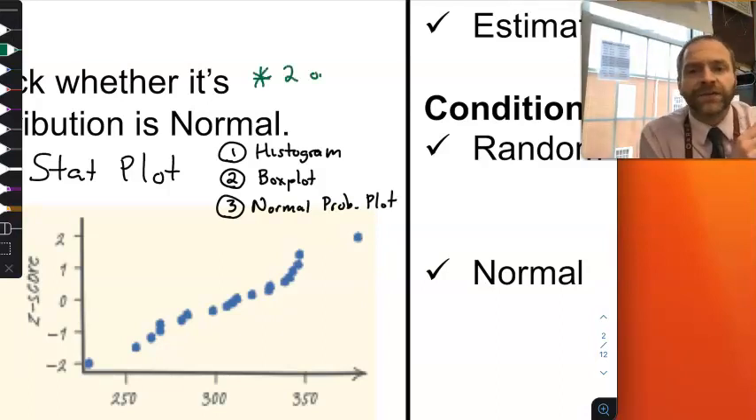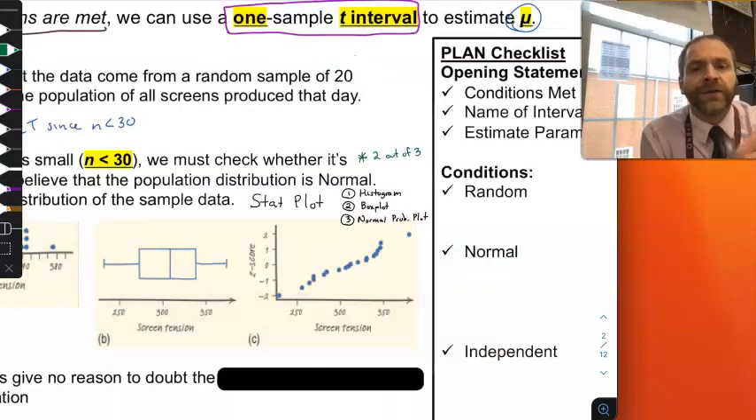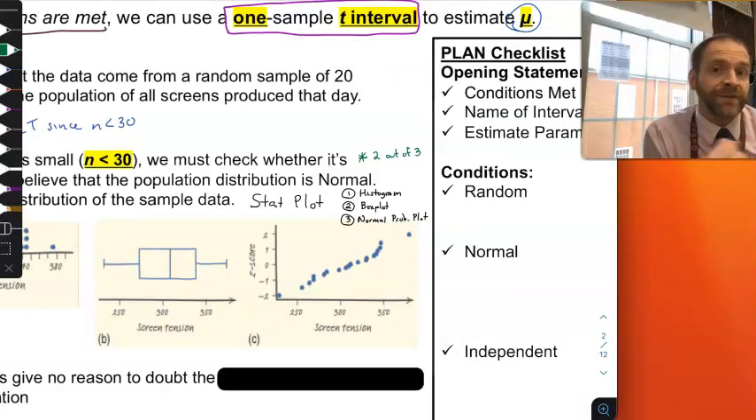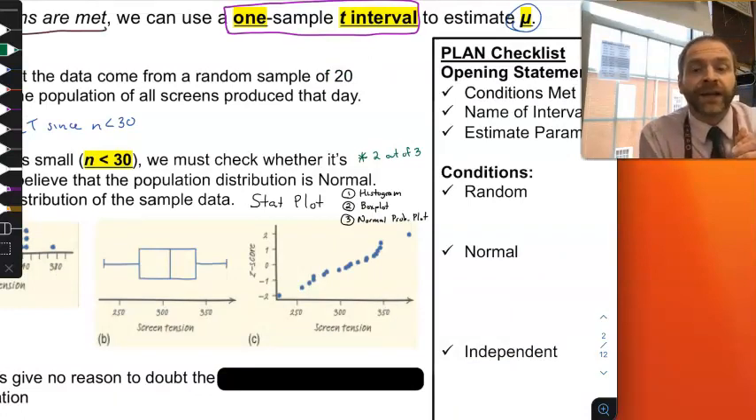So try and do 2 out of the 3. If you're going to do 2 out of the 3, you want to make sure you do either a histogram or a box plot, because those both deal with symmetry. And you want to always do a normal probability plot. So let's look at how to put those in our calculator and do that.